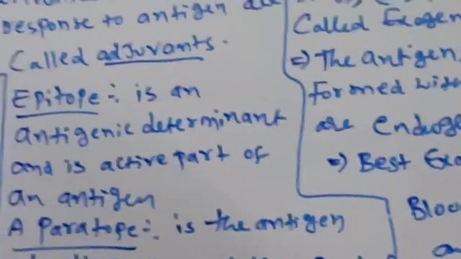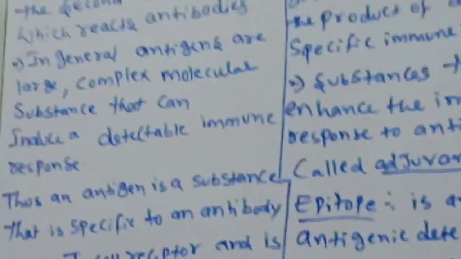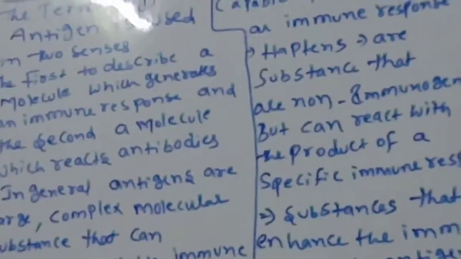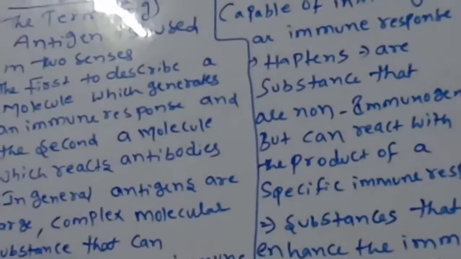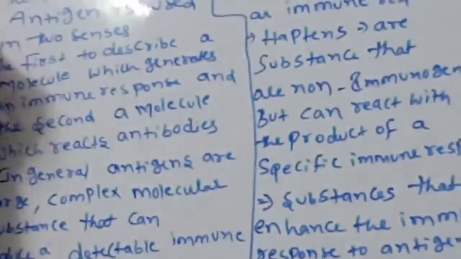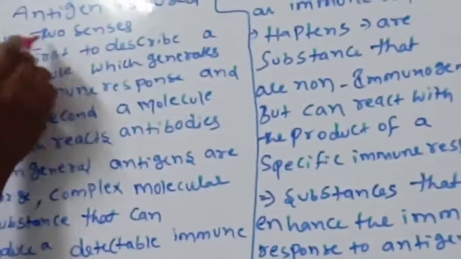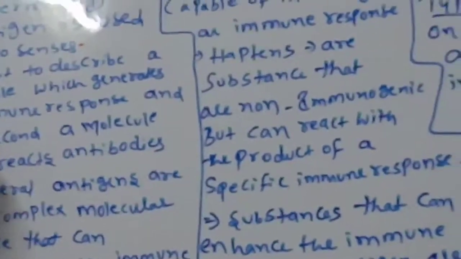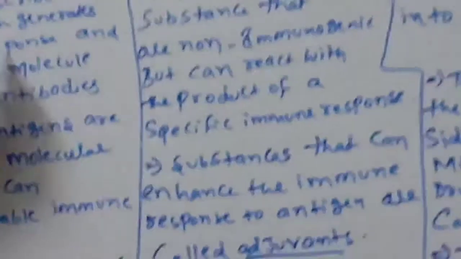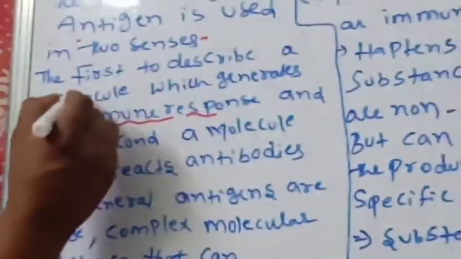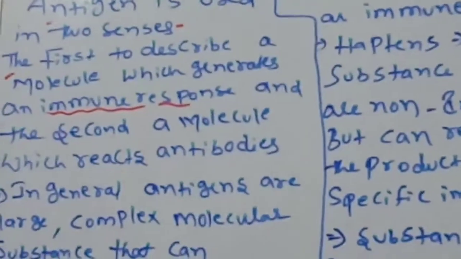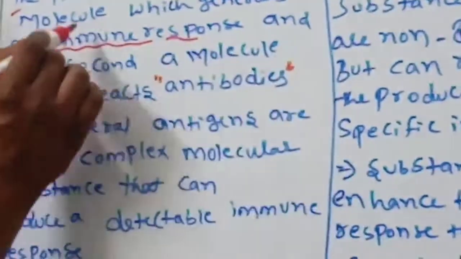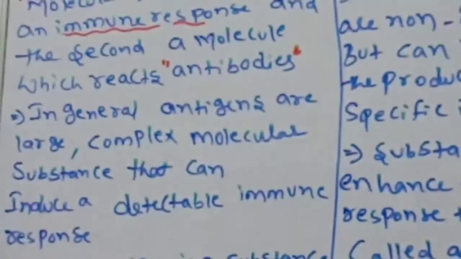Okay, children, observe very carefully. The term antigen is used in two senses. The first, to describe a molecule which generates an immune response. And the second, a molecule which reacts with antibodies.